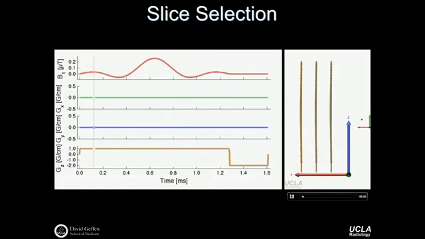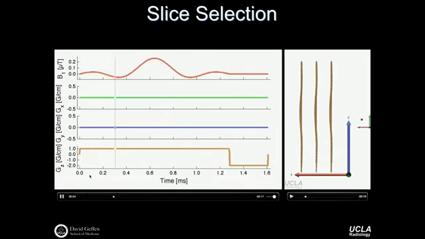Let me get you oriented first. On the right-hand side here, we have two different perspectives on the same spins. This direction here, the Z direction, is basically the slice direction. And so I have a bunch of spins. These spins down here are outside of the slice that I care about. These spins up here are outside of the slice that I care about. And what I'm doing is a Bloch simulation on a family of spins, and I'm trying to show that only these spins in the middle here are really affected by this RF pulse.